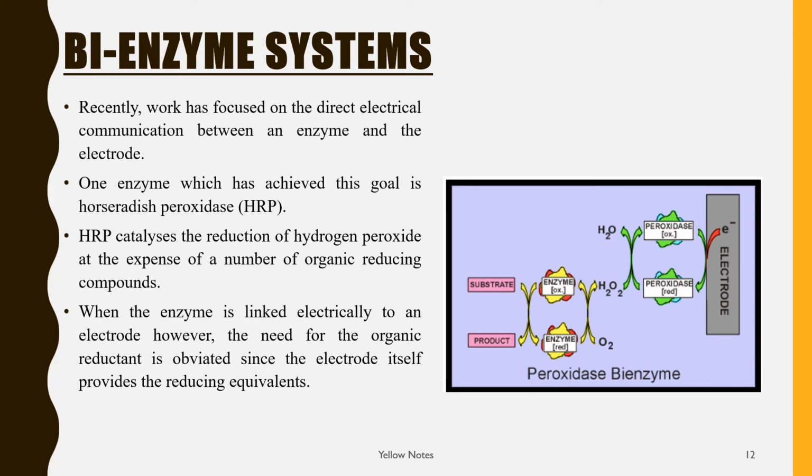Bioenzyme systems. Recently, work has focused on the direct electrical communication between an enzyme and the electrode. Although success in this field has been limited, one enzyme which has achieved this goal is horseradish peroxidase, HRP. It catalyzes the reduction of hydrogen peroxide at the expense of a number of organic reducing compounds. When the enzyme is linked electrically to an electrode, the need for the organic reductant is obviated since the electrode itself provides the reducing equivalents.